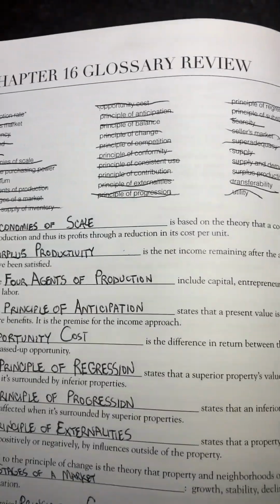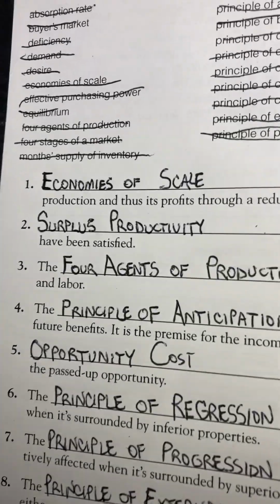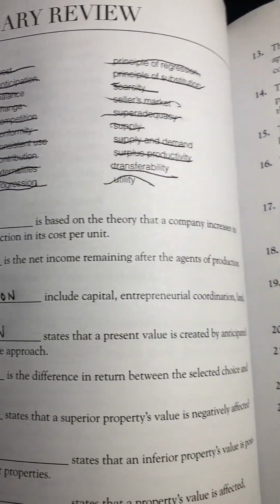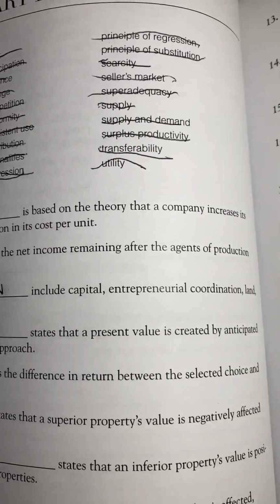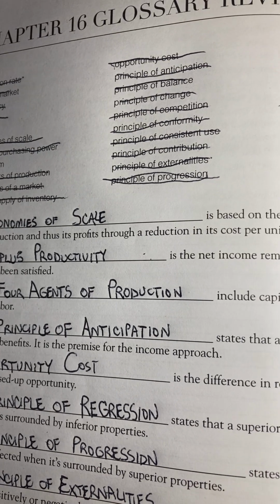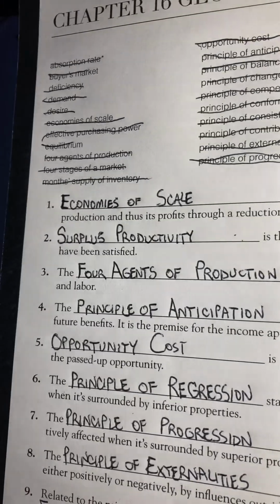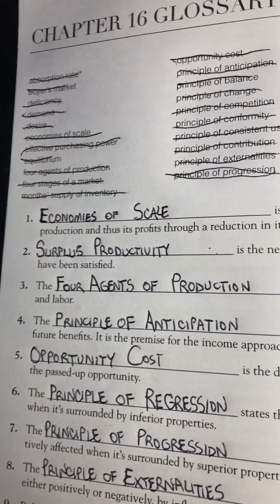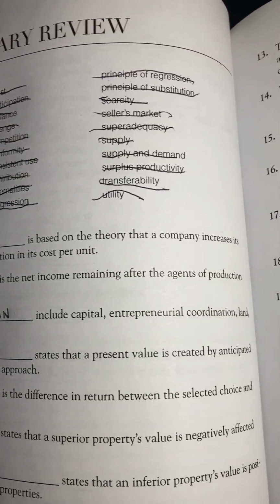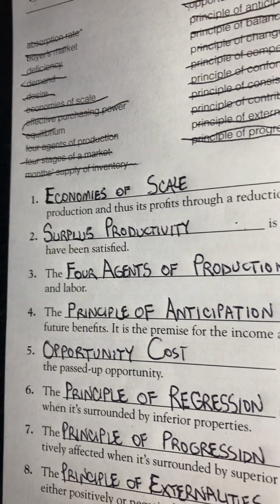Basic Appraisal Principles, page 476. Chapter 16, Glossary Review. Number 1. Economies of scale is based on the theory that a company increases in production and thus its profits through a reduction in its cost per unit. Number 2. Surplus productivity is the net income remaining after the agents of production have been satisfied.